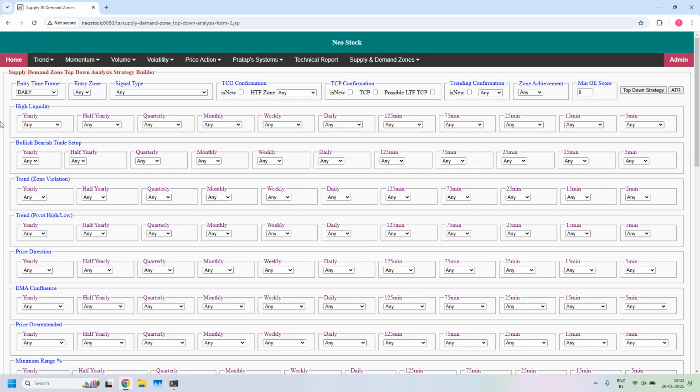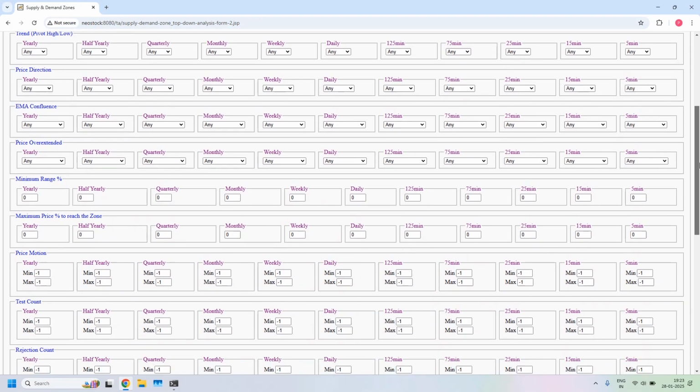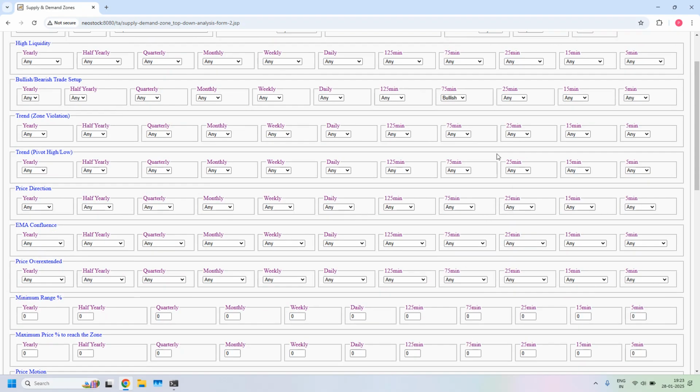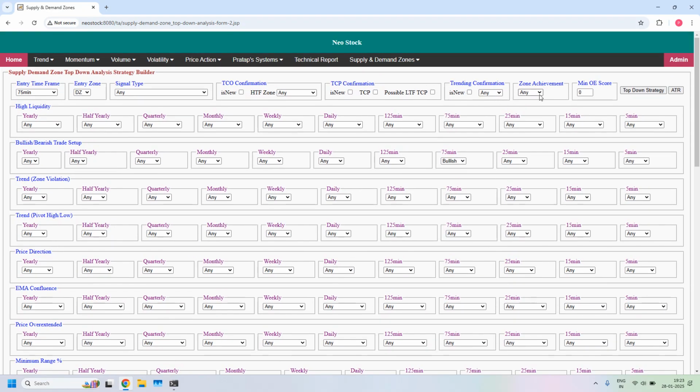Next, bullish trade setup for weekly income trade. Entry time frame 75 minutes. Entry zone, demand zone. Bullish or bearish trade setup. At 75 minutes entry time frame, I am selecting bullish. And this 75 minutes demand zone should not be pierced. So in the pierced count parameter at 75 minutes time frame, I'm setting minimum value 0, maximum value 0, zone achievement violated opposing zone, minimum odd enhancer score 12.